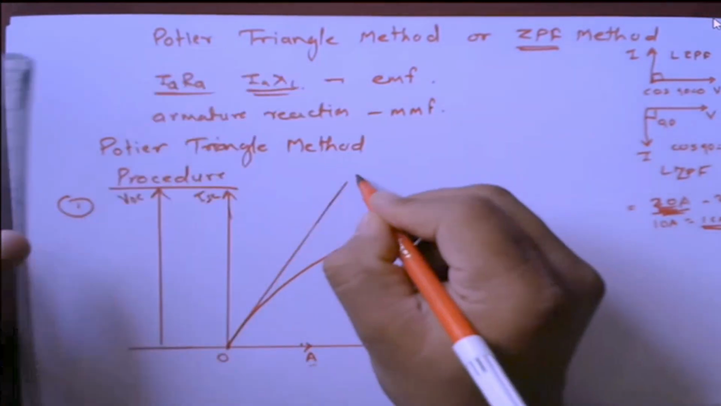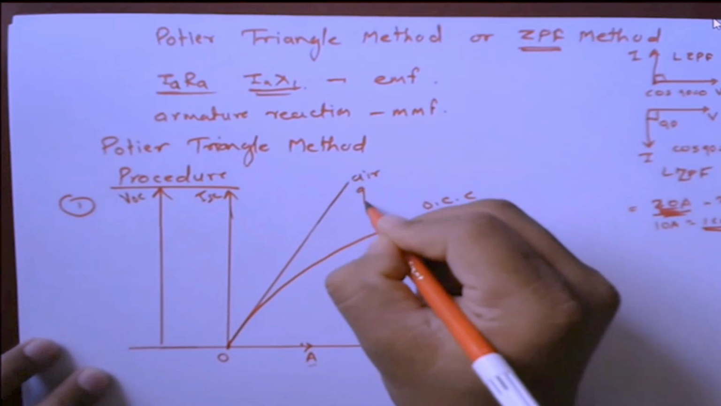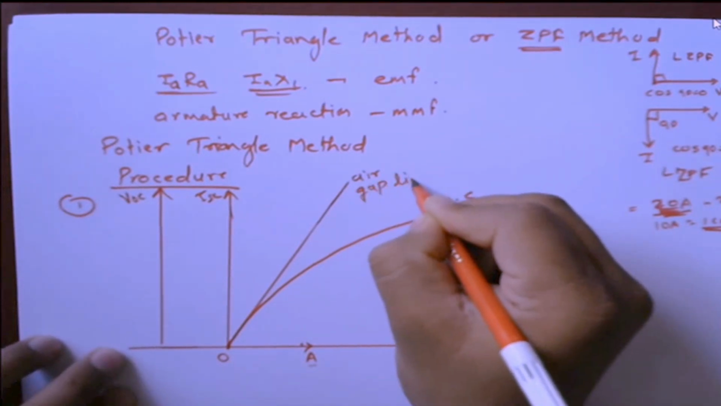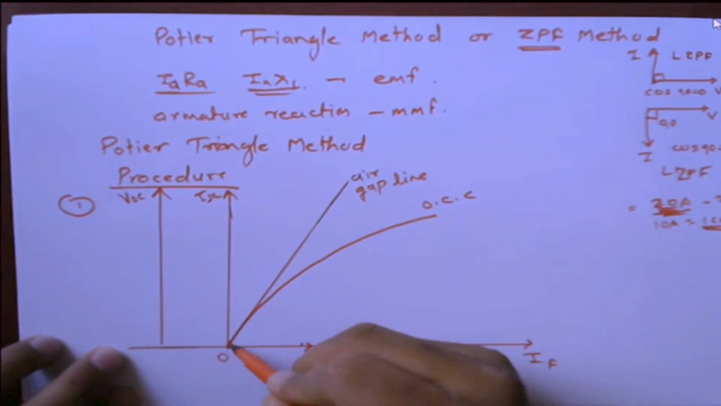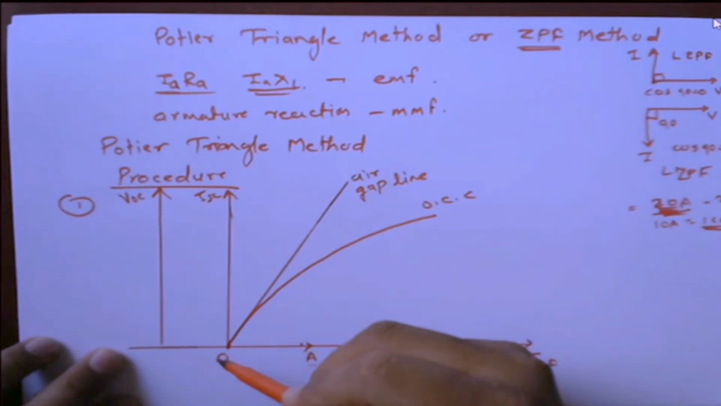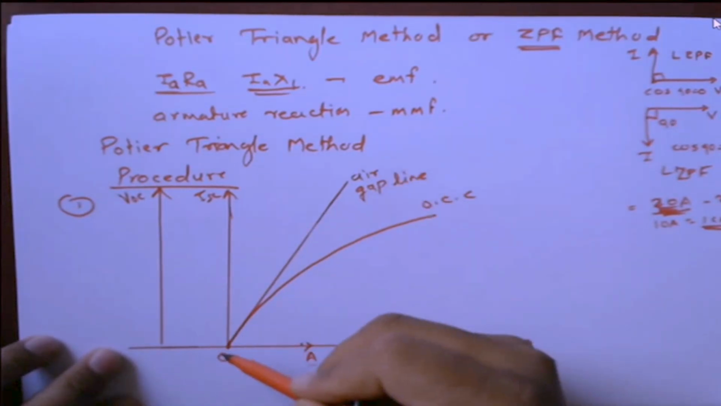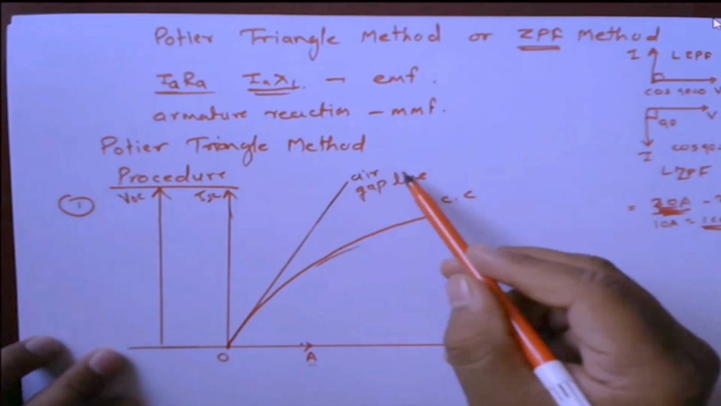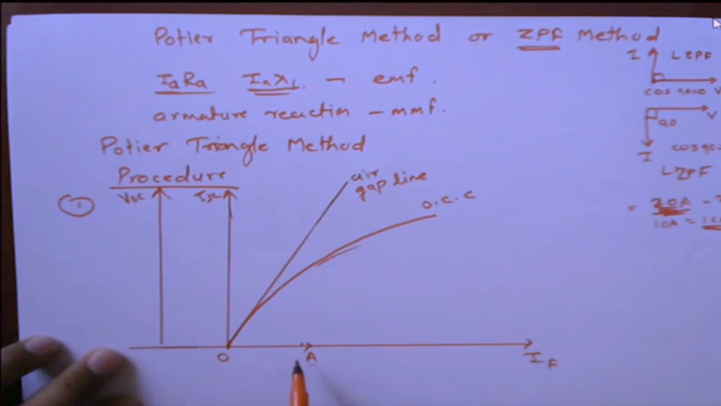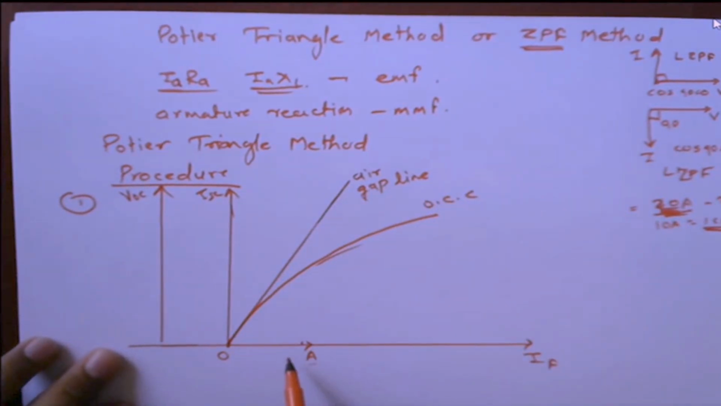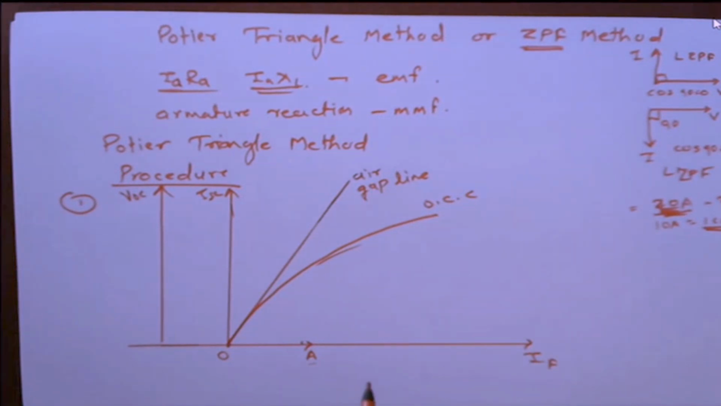Again, we have to draw a tangent to this open circuit test characteristic, and that is nothing but the air gap line. This is the air gap line. Once OCC is plotted, next step we have to draw a tangent to this OCC, which is nothing but the air gap line. After that, we have to plot the current which is responsible for zero terminal voltage, or short circuit zero power factor full load current. Okay, so that point is named as point A.